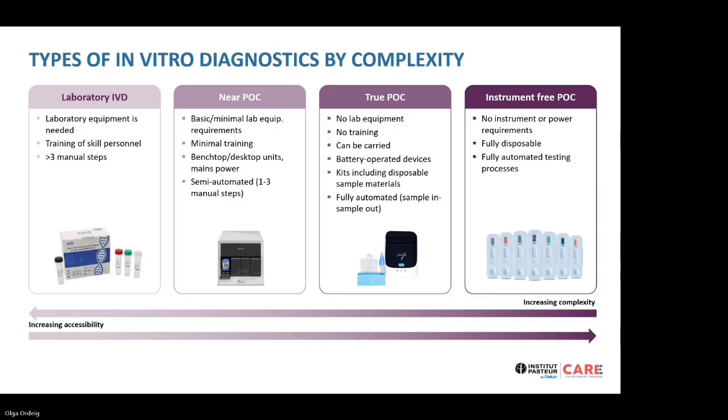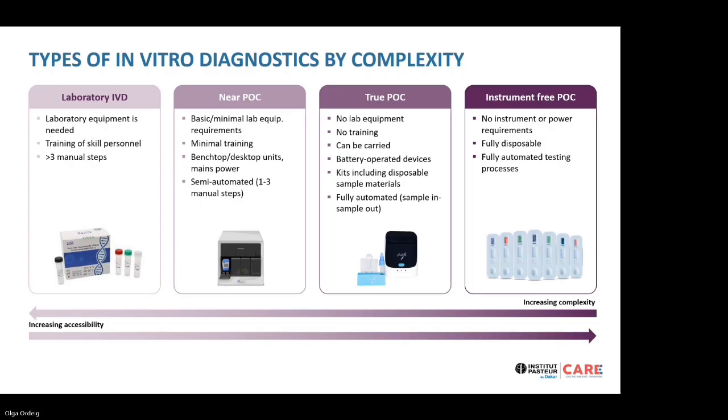Then if we take one step down in complexity, we move to the category that we call near point of care. The near point of care are desktop analyzers that require fewer steps. They need less training, but they still require some laboratory infrastructure around. Maybe you still need to use a pipette or a centrifuge. Here I put as an example the Cepheid GeneXpert instrument, and we will talk about this later when we do some case studies.